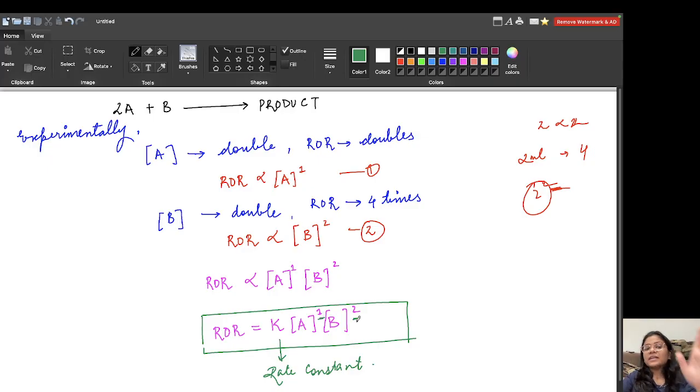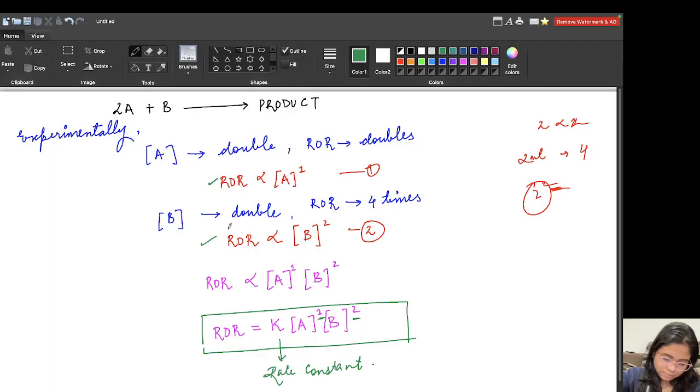So experimentally, if A becomes double, the rate of reaction becomes double. So we can write that the rate of reaction is directly proportional to A raised to the power 1. If B becomes double, my rate of reaction increases 4 times. So I can write that the rate of reaction is directly proportional to B raised to the power 2. Equate them, and we'll get the equation: rate of reaction equals K, A raised to the power 1 and B raised to the power 2.